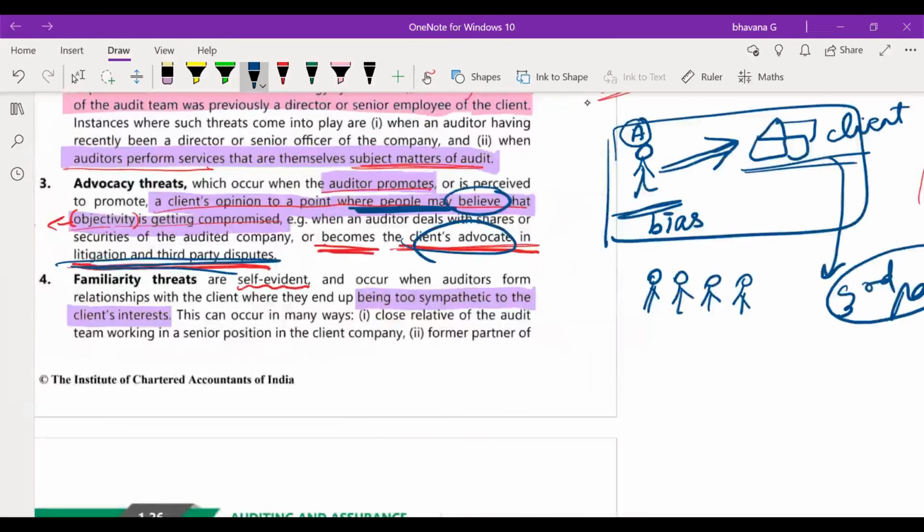In such a case, what the other people will think is that there is some kind of a golmaal happening. Why should an auditor be so partial to a company and show so much interest in a company, or be so biased to a company? So this is nothing but advocacy threat. When you try to be an advocate of someone, somewhere your independence is getting affected. Is it clear? Should I explain it once more?